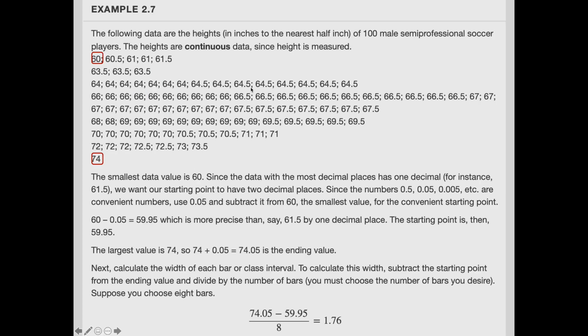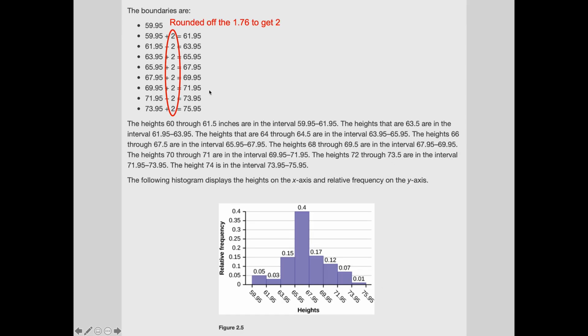So I want to go 0.5 to the next decimal after tenths, which is hundredths. And that's why I now have 61.95, or better said, 61.95 hundredths, okay? Where does that help us? If we go down and look at the intervals under the heights on the histogram, 59.95 to 61.95 to 63.95 to 65.95, and so on.